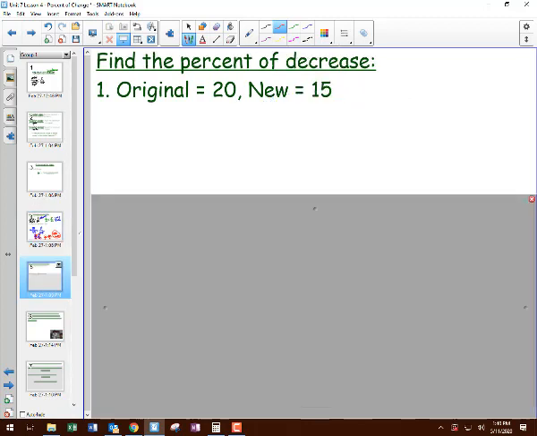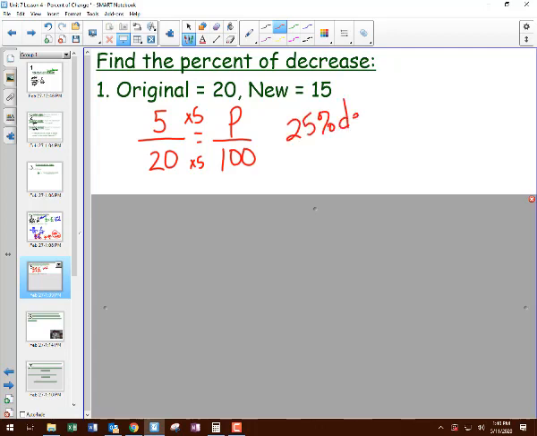Okay, so now we're finding the percent decrease. Original was 20, new was 15. What's our change? Change goes on top, change was 5. Original was 20. We'll set that equal to P over 100 and find the percent change. 20 times 5 is 100, so 5 times 5 is going to give us 25% decrease.